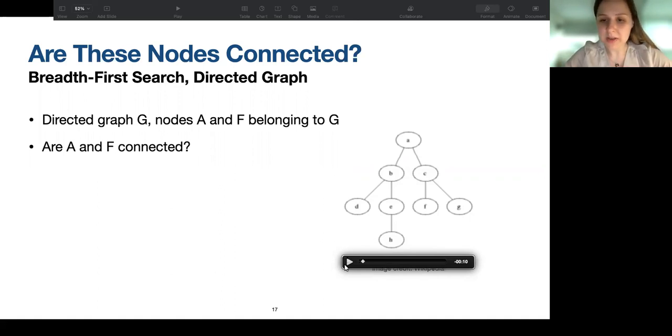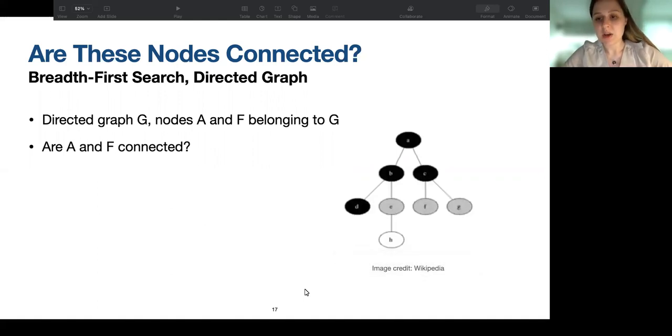So I'm going to play this GIF, which just shows us which nodes we're inspecting at every single step. So we start with A, then we check B and C, then we check all the children of B, all the children of C, and so on.